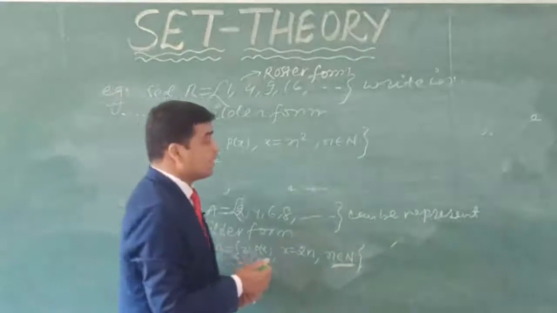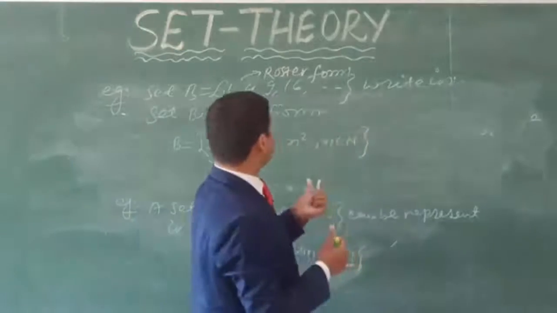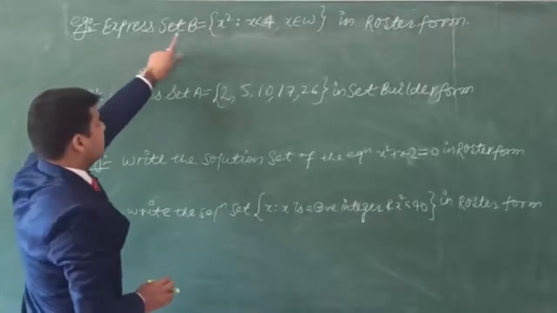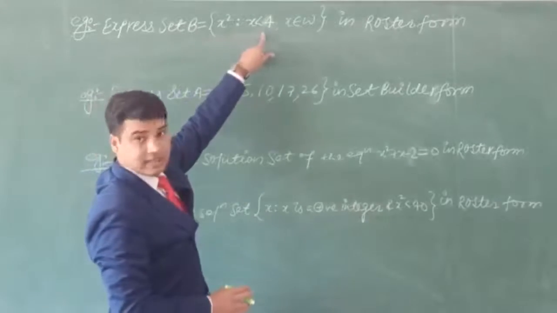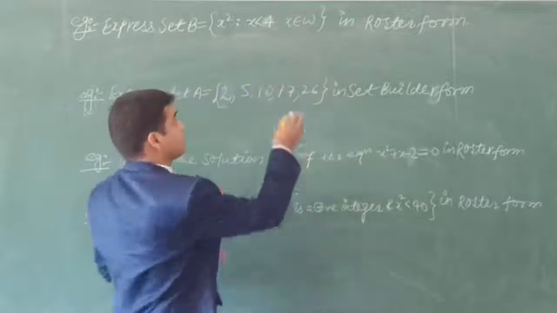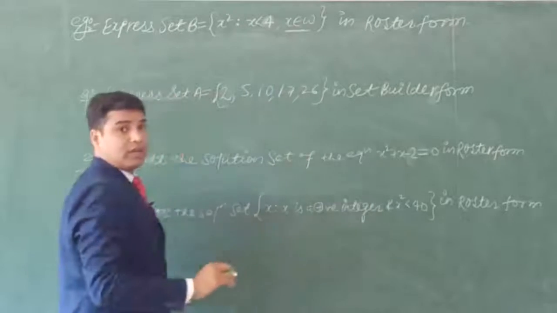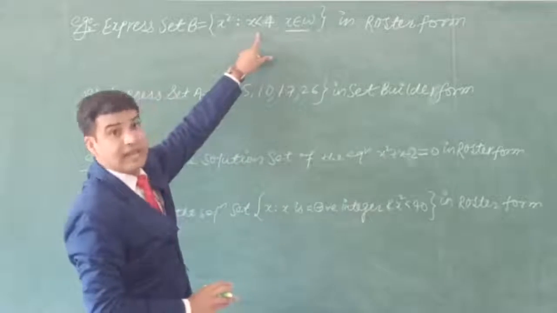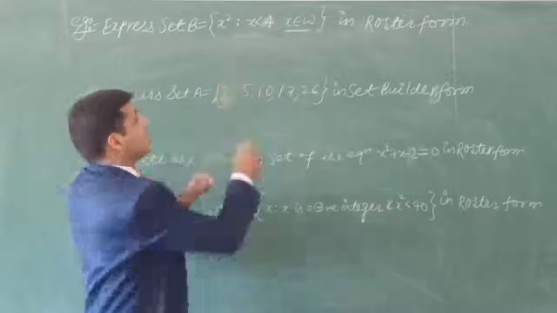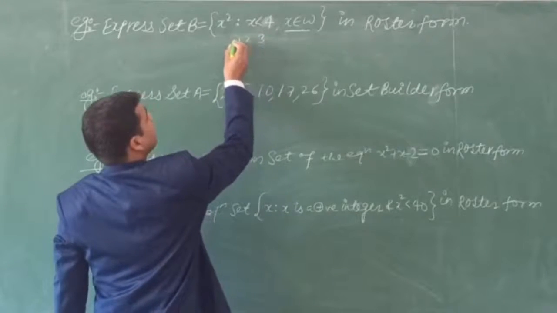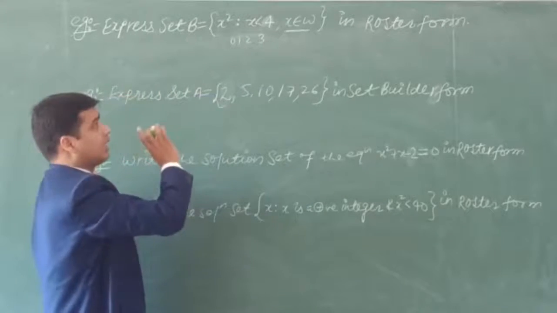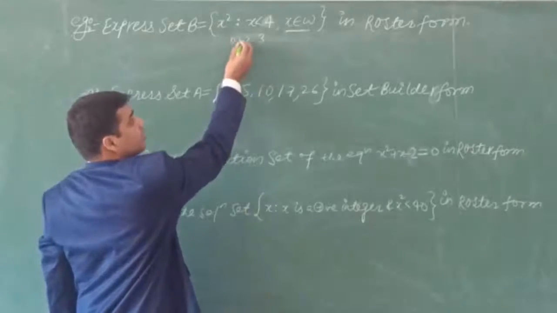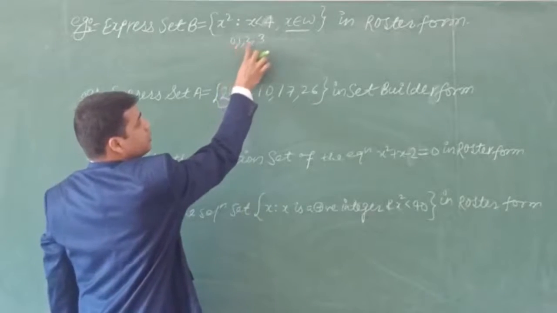Now we are going to discuss lots of examples related to roster form or set builder form. Our first example is: express set B, x squared such that x less than 4 and x belongs to whole number. First of all we will try to understand here, x belongs to whole number. Natural numbers including 0 are called whole numbers, so it will start from 0. The condition is given x less than 4. So x less than 4 means it can be 3, 2, 1, 0 and minus 1, but actually the condition is given that x belongs to whole number, so it will start from 0 only. So 0, 1, 2, 3.